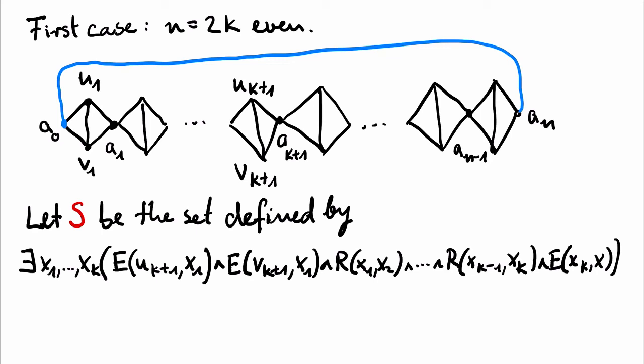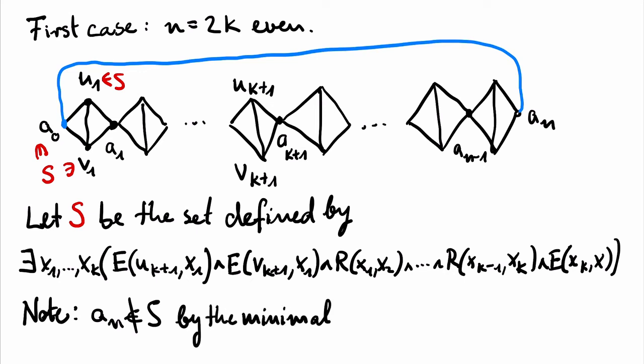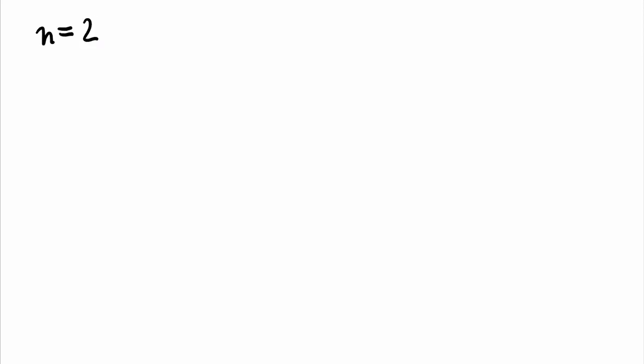From looking at the picture, it becomes clear that u1 and v1 are both in S by following the diamonds to the left. On the other hand, a0 is also in S by following the diamonds to the right and traversing the edge that I have drawn in blue at the end. So we see that S contains a triangle, namely the triangle a0, u1, v1. Also note that an is not in S by the minimal choice of n. So we found the primitive positive interpretation of a smaller graph which contains a triangle and no loops, in contradiction to our assumption. In the case that n is odd, one can derive similarly a contradiction.